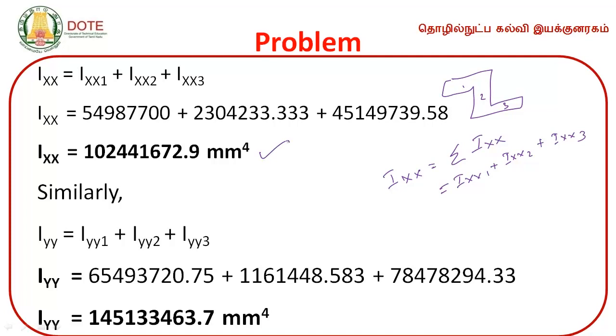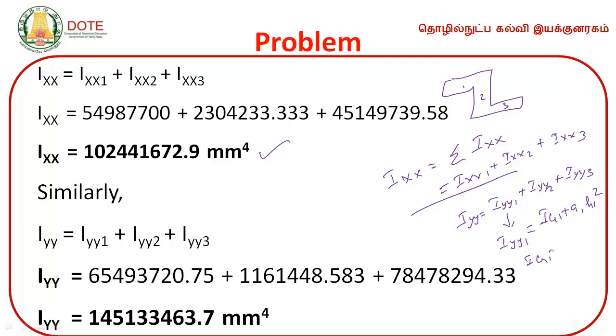Similarly, இதே போல் என்ன கண்டுபிடிக்கலாம்? Iyy கண்டுபிடிக்கலாம். How to calculate the value of Iyy? Iyy is equal to Iyy1 plus Iyy2 plus Iyy3. இப்போ இதில் என்ன கண்டுபிடிக்கணும்? நம்ம ஒன்று கண்டுபிடிக்கணும், Iyy1. Iyy1 is equal to Ig1 plus A1 H1 square. What is Ig1?